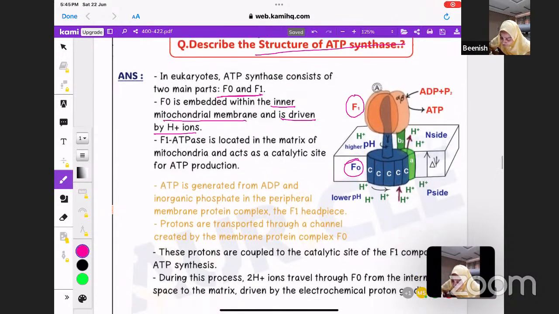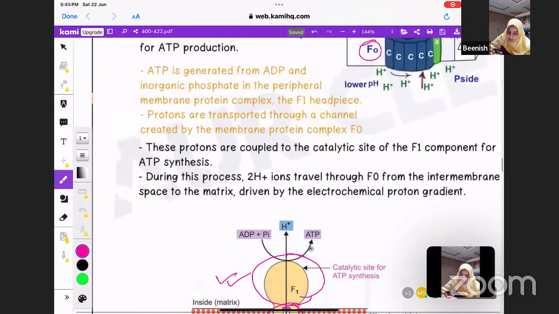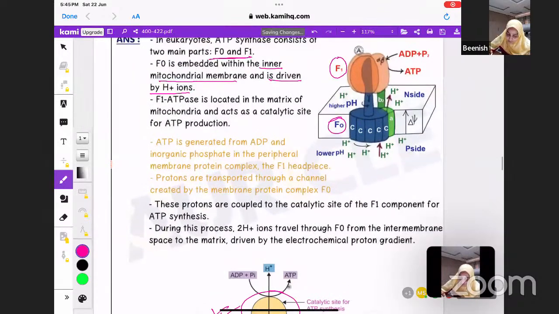As you can see in this diagram, F0 is present in the inner mitochondrial membrane, and you can see it is acting as a proton channel, and F1 is present on the side of the matrix. F1 acts as a catalytic site for ATP production. So F1 is involved in ATP production and F0 acts as a proton channel.